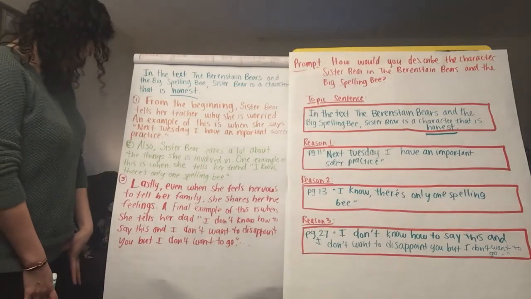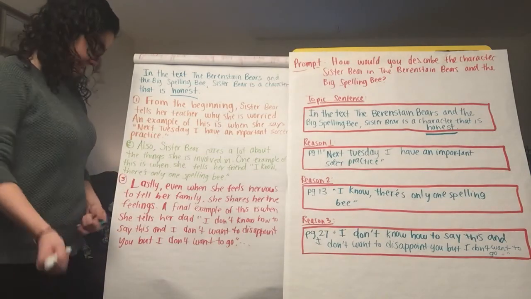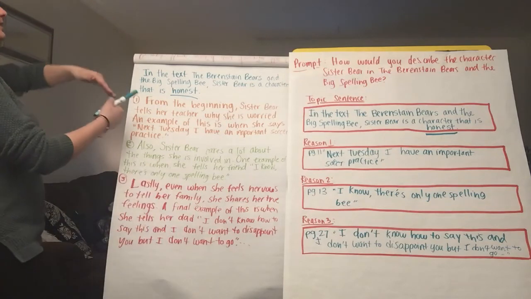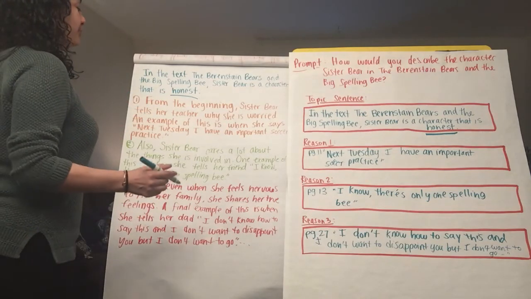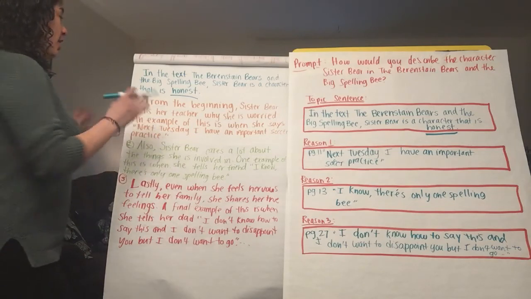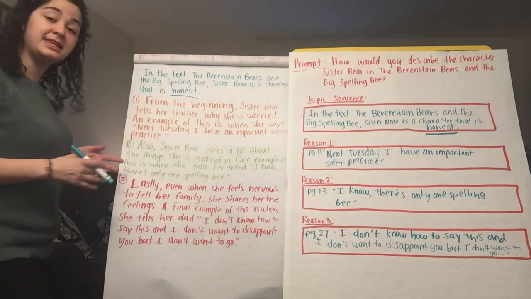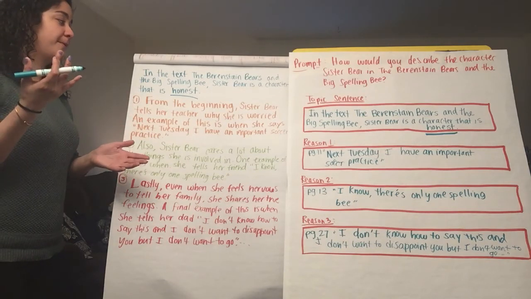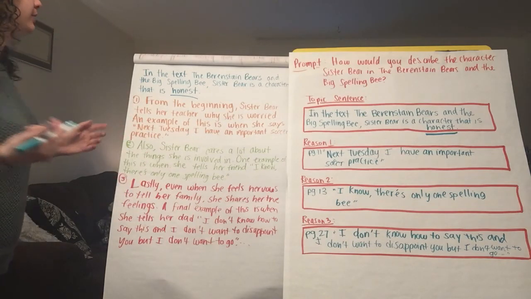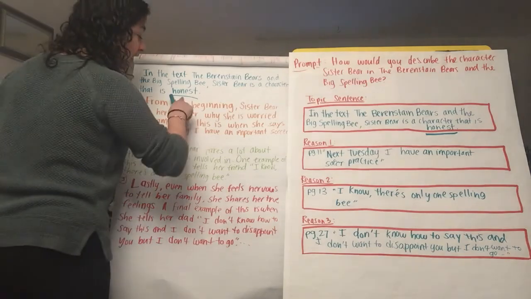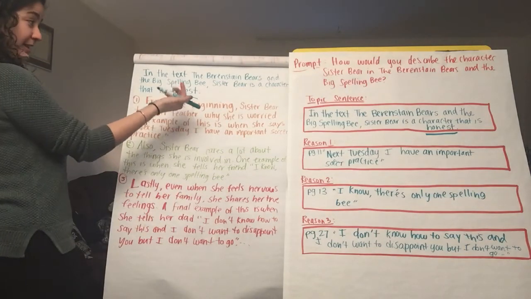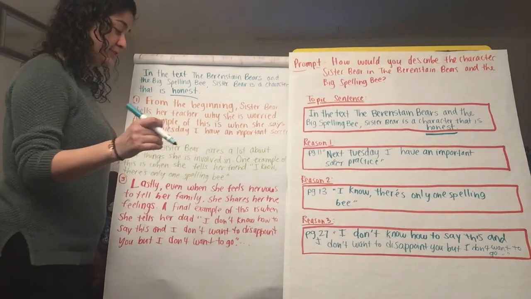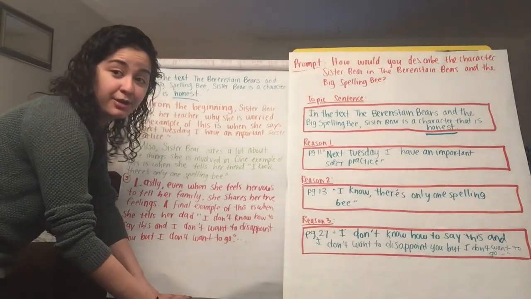All set? All right. So for conclusion, we bring it all back together. So we're going to say, you could say all of these reasons. You could say these are all the reasons. You're going to choose one or the other. All of these reasons show what an honest character Sister Bear is. Now yours is going to be your own word. So again, as I write my conclusion, you are writing yours.